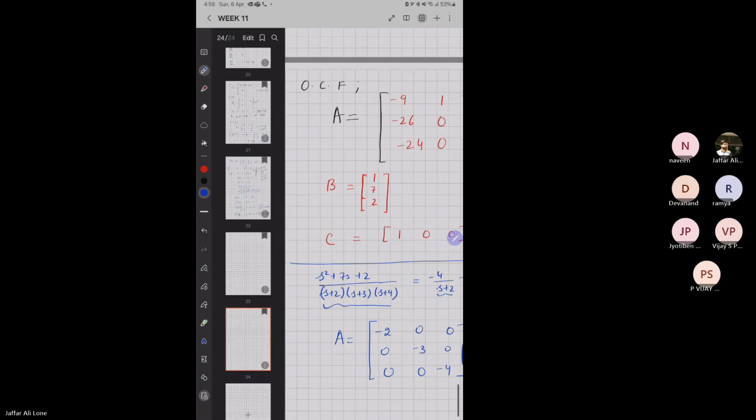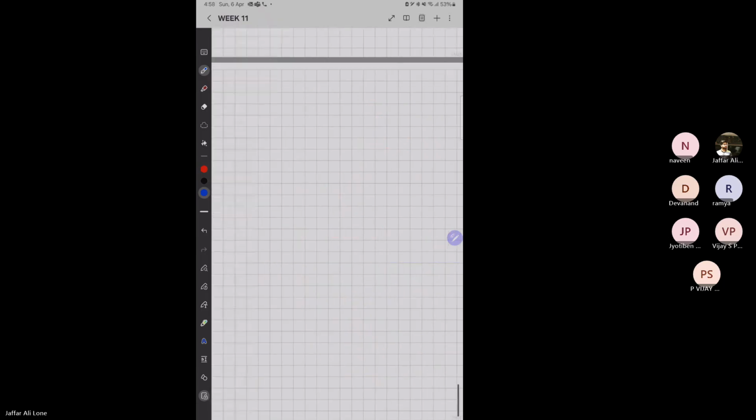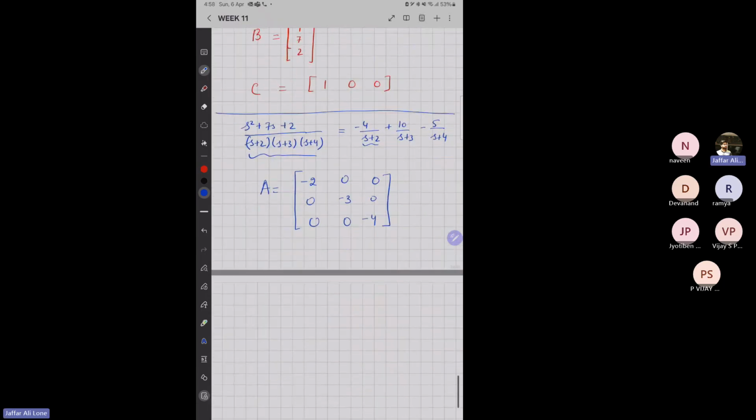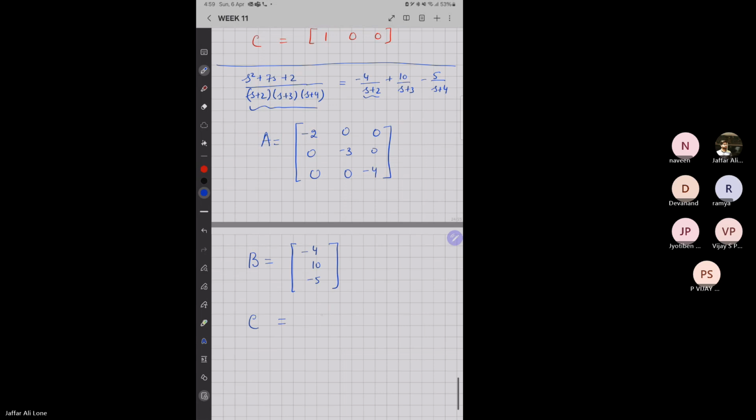Similarly, my B matrix will be all these constant terms. That one is minus 4, the other one is 10, the other one is minus 5. And my C will be x1 plus x2 plus x3. So this is my C matrix: 1, 1, 1. It will be x1 plus x2 plus x3, because here it will be x1, x2, x3. So when you solve it, it will be x1 plus x2 plus x3.